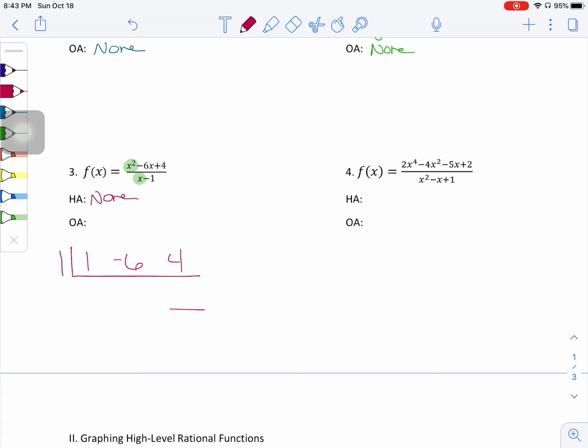All right, give myself a little working room here. We're going to bring this first number straight down. So there's 1, multiply, add up again, multiply, add. Okay, so I'm going to go ahead and mark these pieces. So the negative 1 is my remainder, the negative 5 is my constant, and the 1 is my x to the first term.